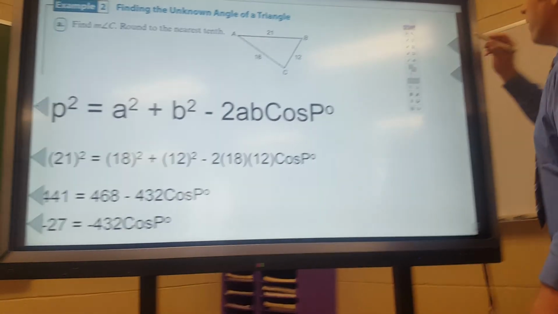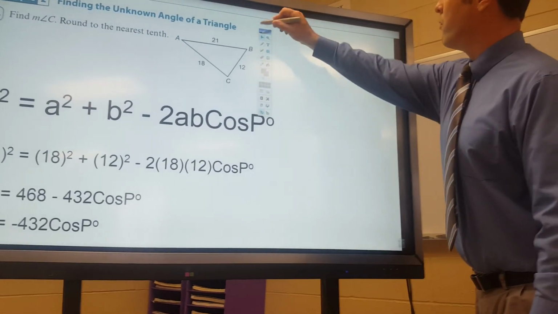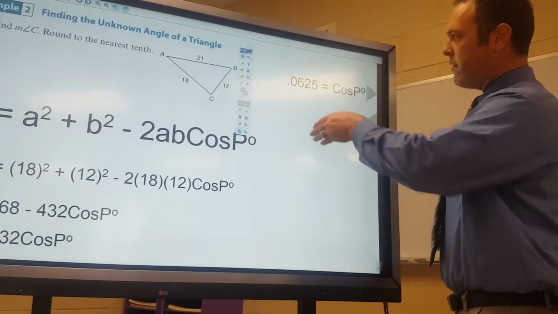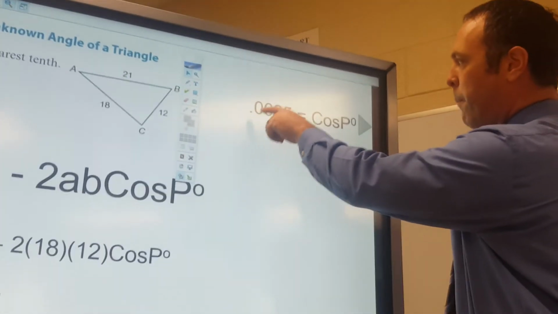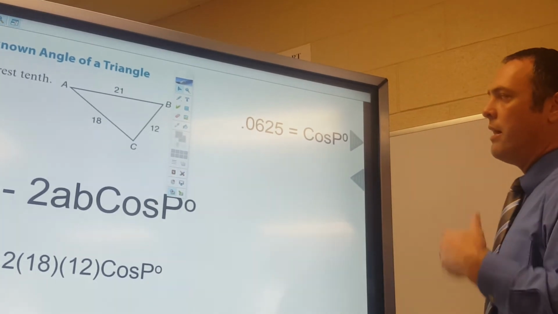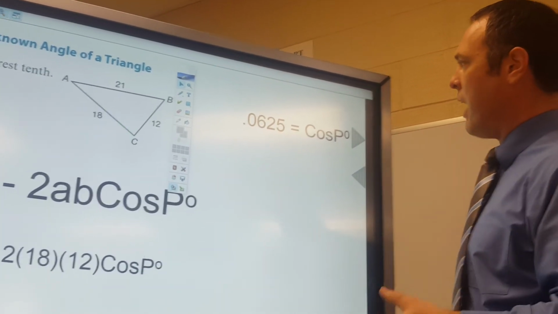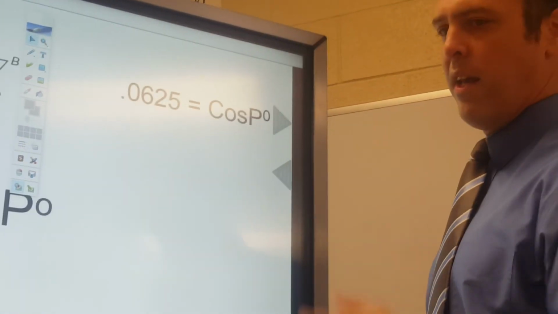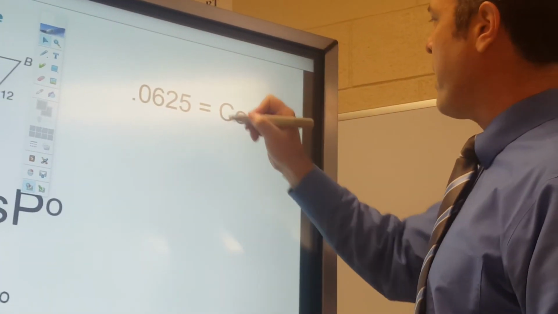When you take negative 27, divide by negative 432, you get 0.0625. That's the ratio of the angle. Our calculators will tell us what angle that is by using inverse cosine. That cosine, little negative 1. Let me draw it again. This is really important that we remember how to do that.